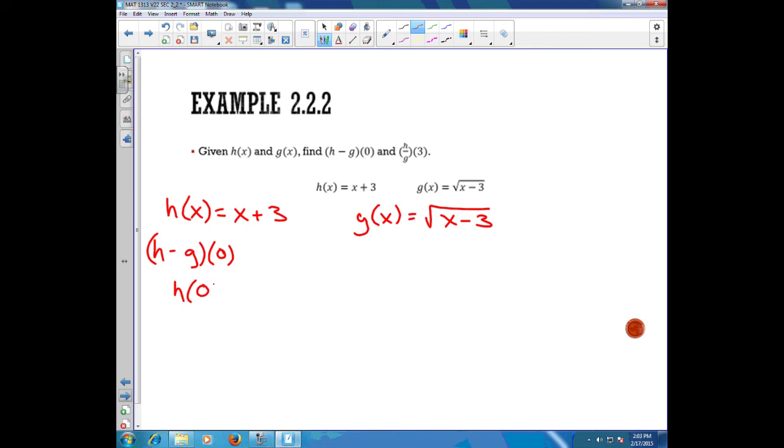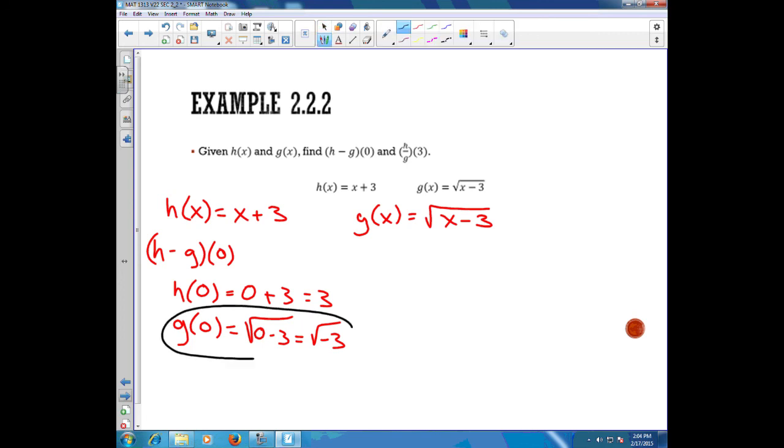So h of 0 is going to be 0 plus 3, which is 3. g of 0 is the square root of 0 minus 3, which is the square root of negative 3. We can't take the square root of a negative number, so g of 0 doesn't exist. If g of 0 doesn't exist, then we can't solve this problem. And so h minus g of 0 just has no solution.